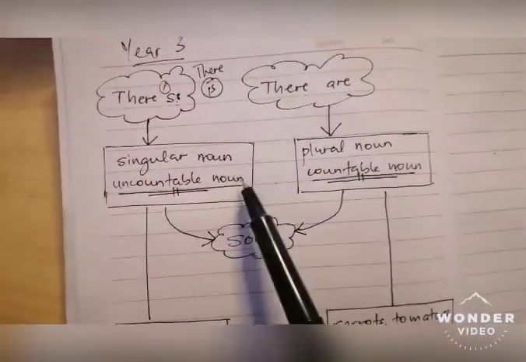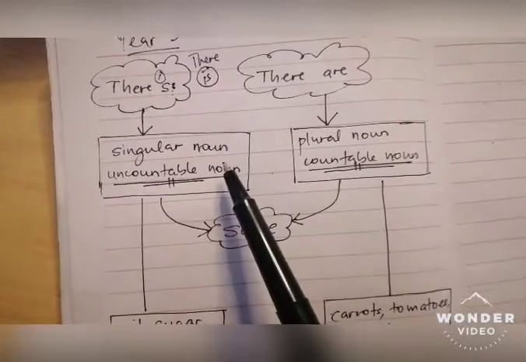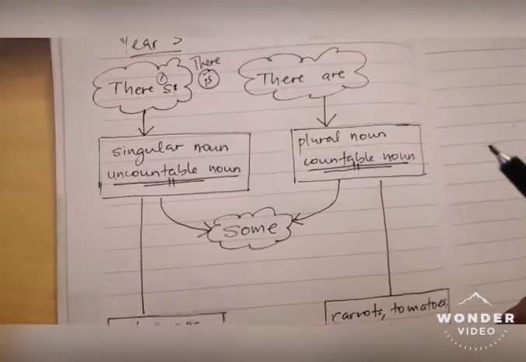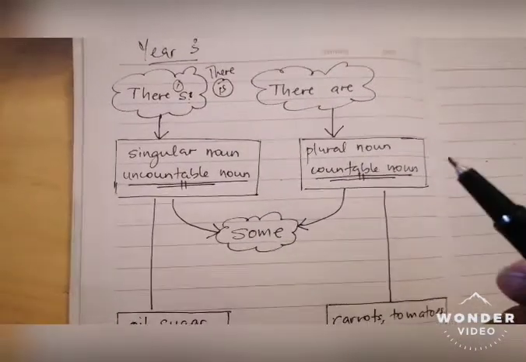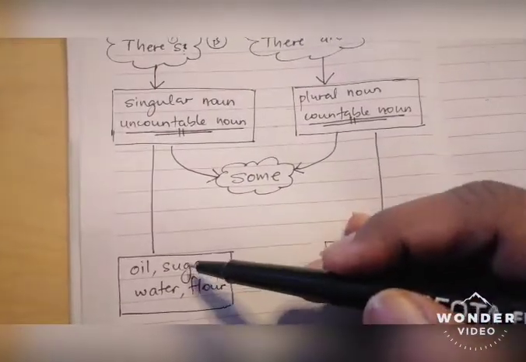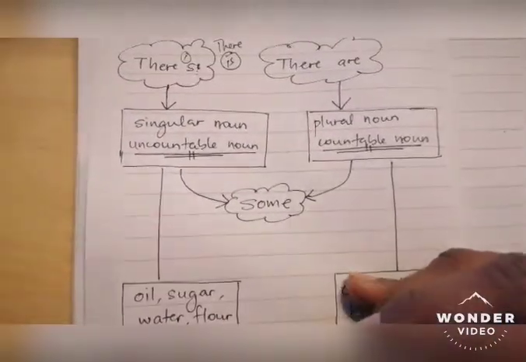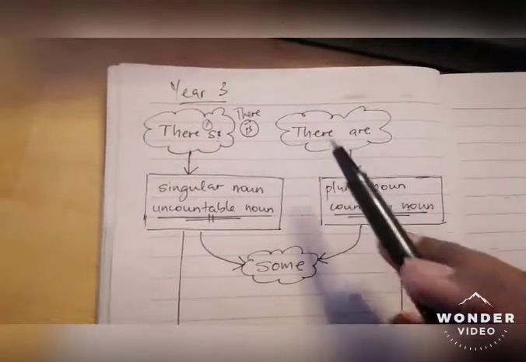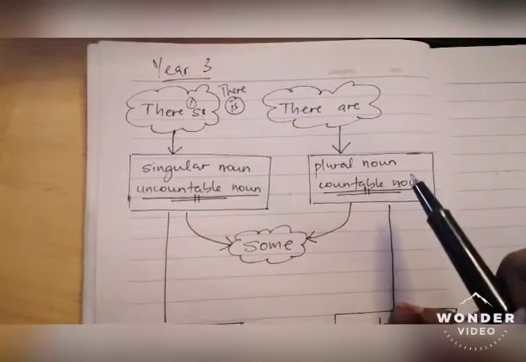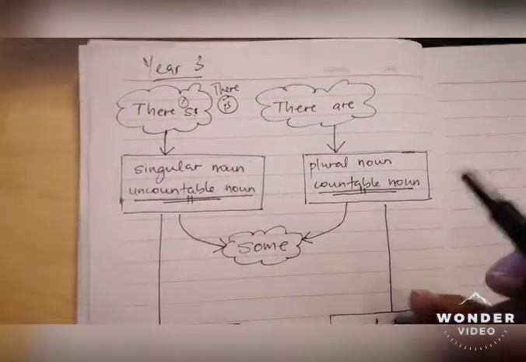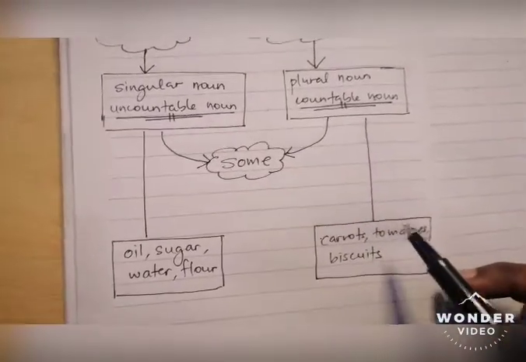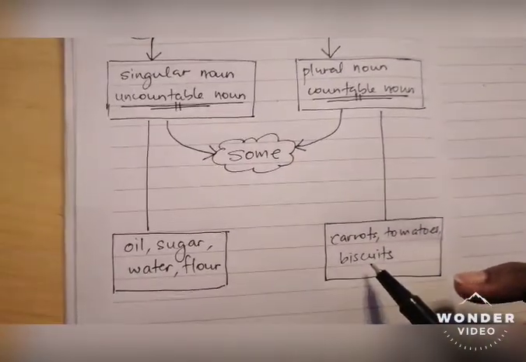An uncountable noun is a thing that you cannot count. Examples of uncountable nouns: sugar, oil, water, and flour. As for there are, you use it for countable nouns, things that you can count, for example carrots, tomatoes, biscuits.